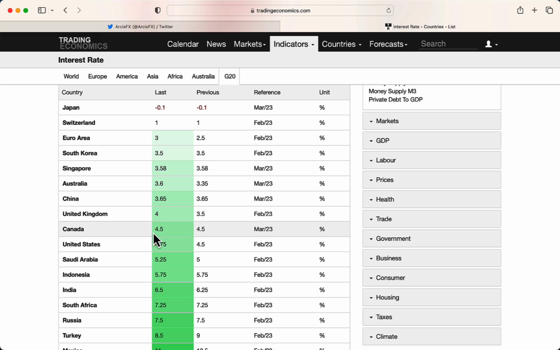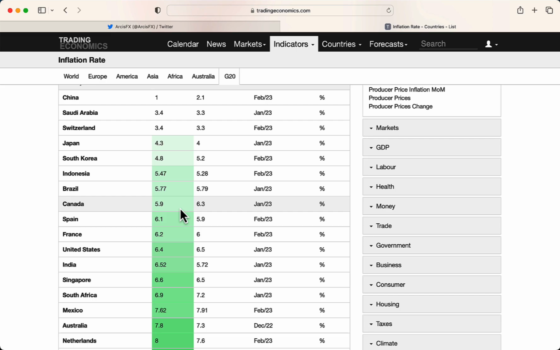But if you look at the interest rates in Canada versus the other countries, you'll see that Canada's at 4.5%, the United Kingdom at 4%, the Euro area is only at 3%, and the US is at 4.75%, potentially going higher at the next meeting. So Canada's interest rate is pretty high compared to the other countries, slightly below that of the US, but still higher than that of Europe and the United Kingdom. So there's still potential for the Canadian dollar to rally going forward based on interest rates alone.